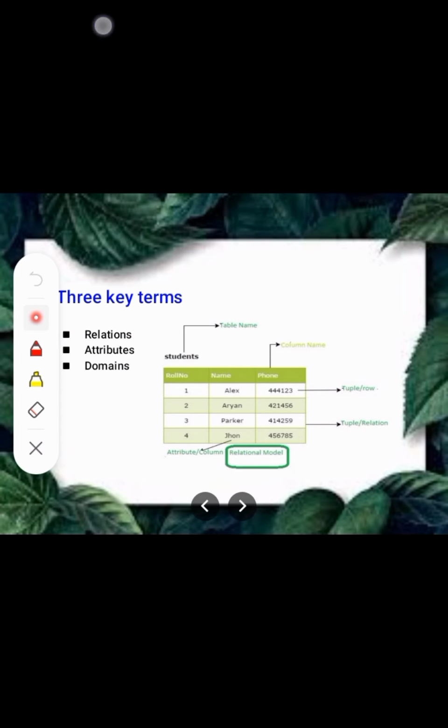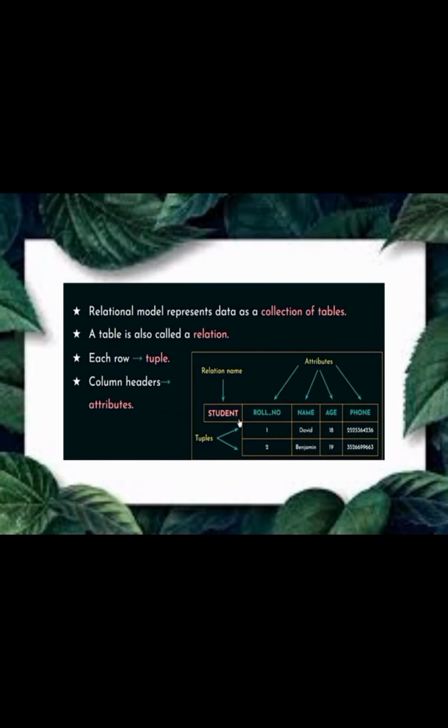So that's it. Another example of relational model. A relational model is a collection of tables, and a table is also called a relation. Each row is a tuple and column headers are attributes.